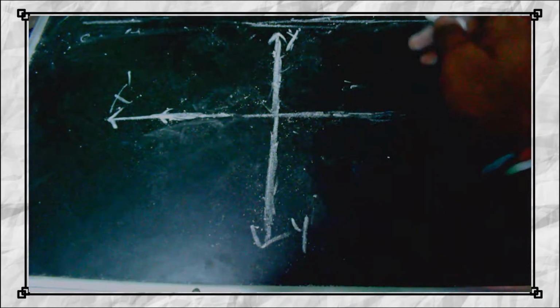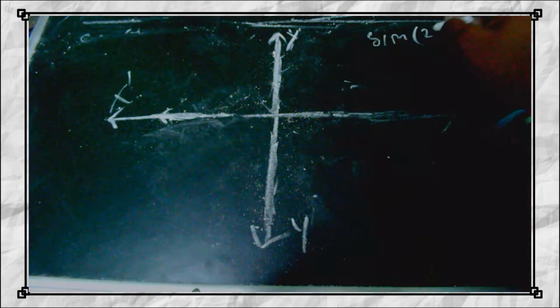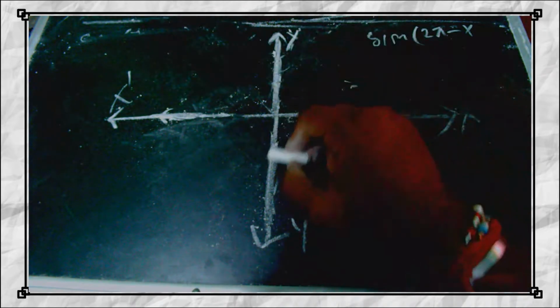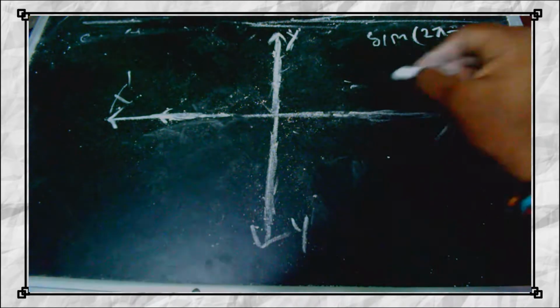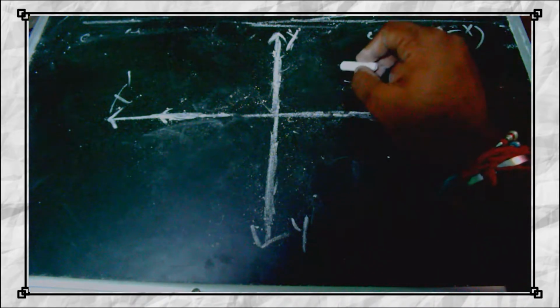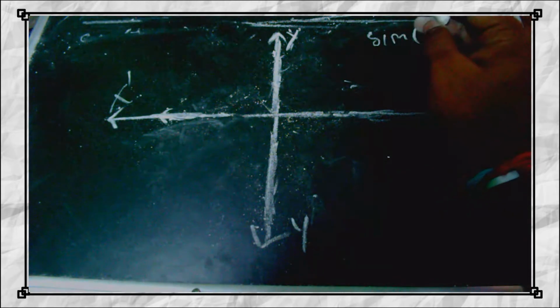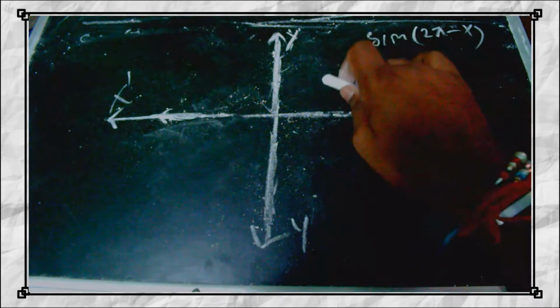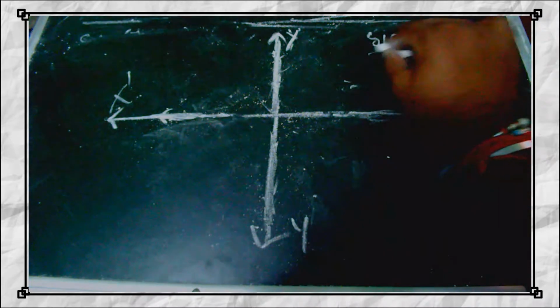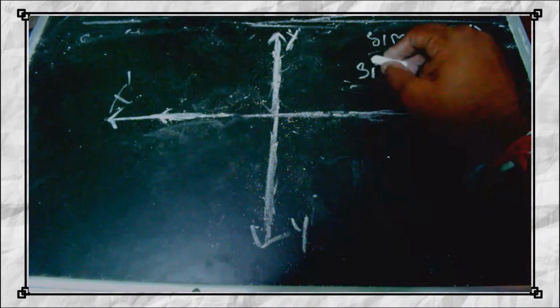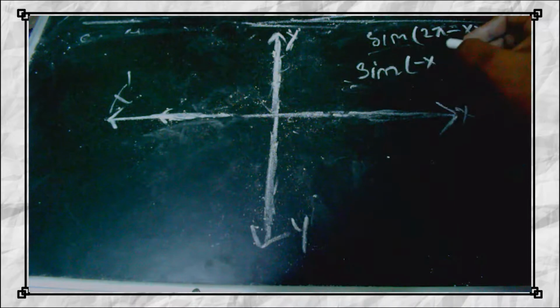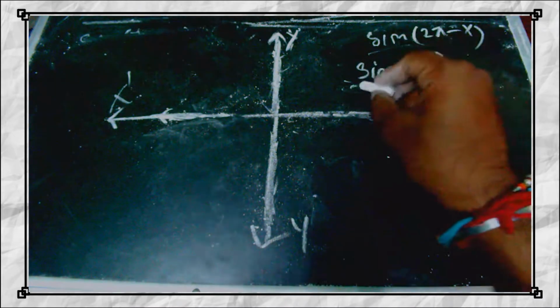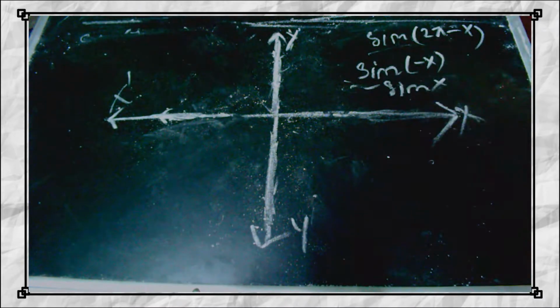Next we will calculate the value of sine of 2 pi minus x. So 2 pi lies here and minus x is somewhere in the first quadrant where all the ratios are positive. The sign will be positive only and the ratio sine will be as usual and the value of angle is minus x. So sine of minus x is minus sin x. So the value of sine of 2 pi minus x is minus sin x.